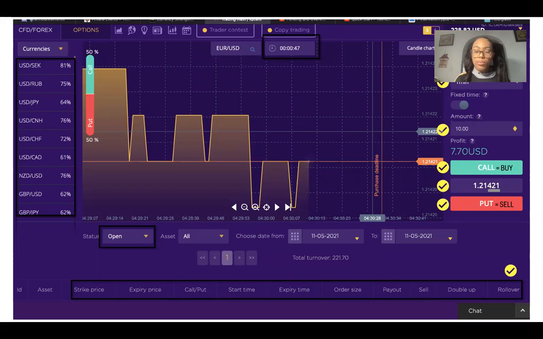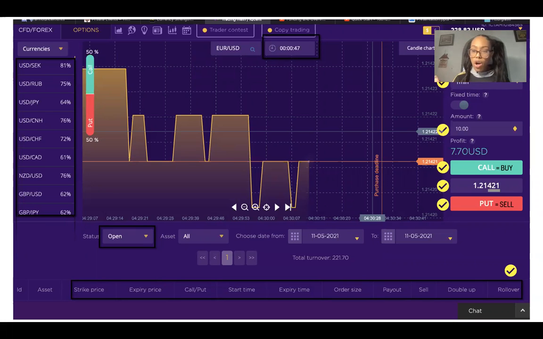So right here, someone put in $10 and then it says profit of $7.70. So if I were to win this trade, I'm going to win $17.70. So you're going to know how much you're going to be risking, and you're going to know how much you're going to profit. Okay.